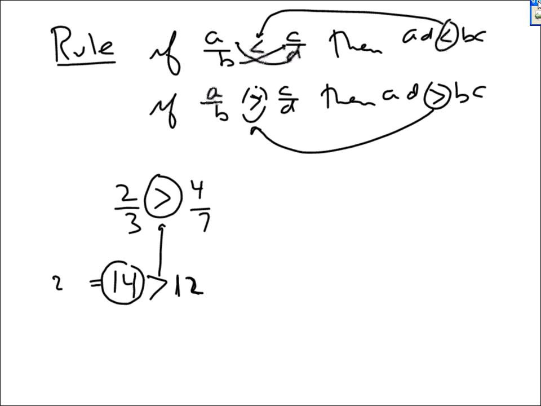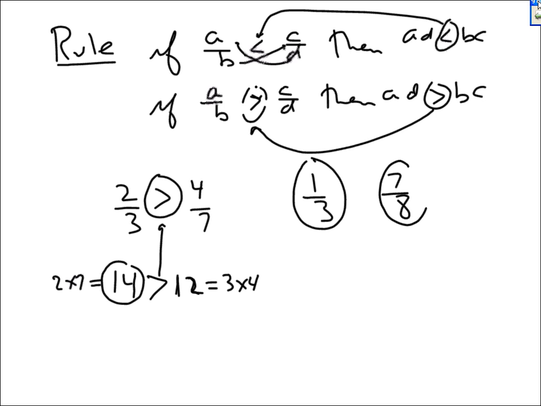I multiply 2 by 7 to get 14, and 3 times 4 to get 12. Now 1/3 and 7/8. Well, 1.5 over 3 is a half. 1 is less than 1.5, so that fraction is less than a half. 4 out of 8 is a half. That's 7 out of 8. It's bigger than a half.